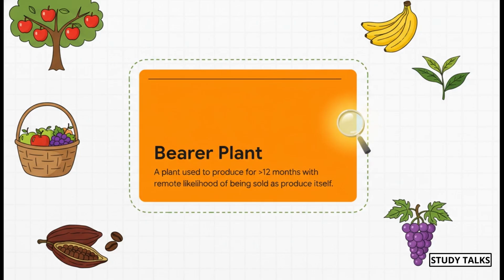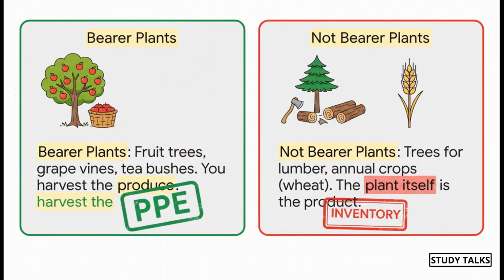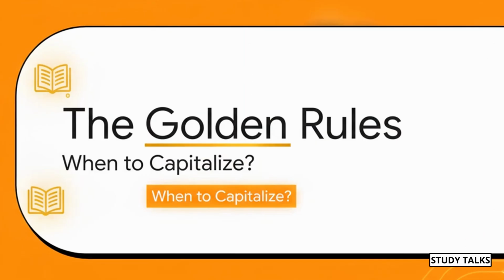That's a bearer plant. This slide just makes that difference super clear. Tea bushes, bearer plants. Rubber trees, bearer plants. But trees you're growing specifically to cut down for lumber, that's not PPE. That's your inventory. Same with annual crops like wheat. This is a high-frequency exam area because the distinction is subtle, so getting this clear in your head is a must. Okay, so we know what counts as PPE.